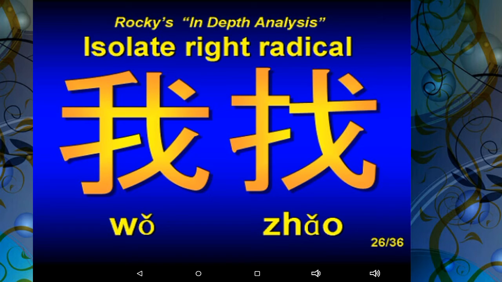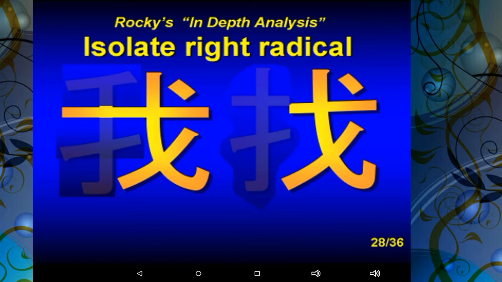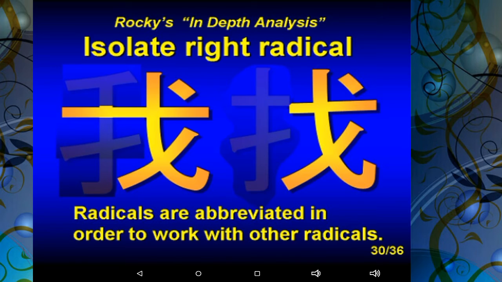Now I want to isolate the right side radical of Wo and Zhou. There's a right-sided character for Wo, and there's a right-sided character for Zhou. Both radicals are the same. They may look a little different, but they're actually the same. These are abbreviated characters. Radicals are abbreviated in order to work with other radicals.